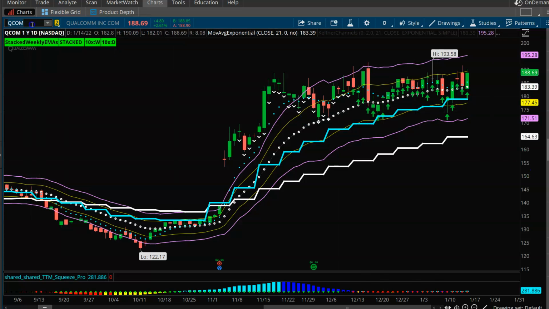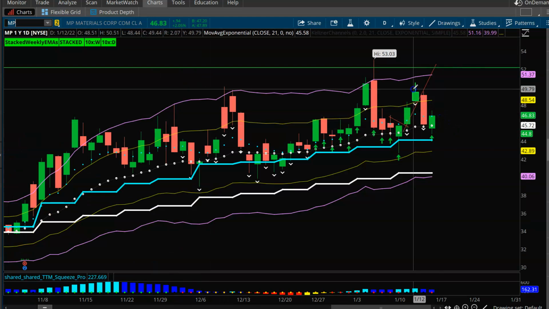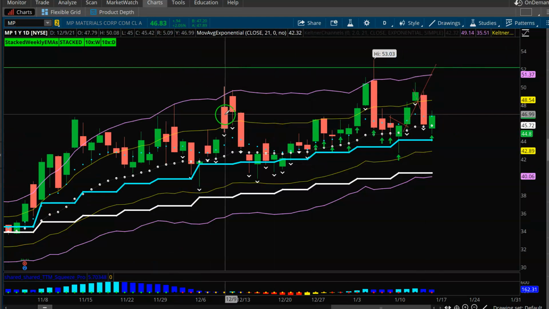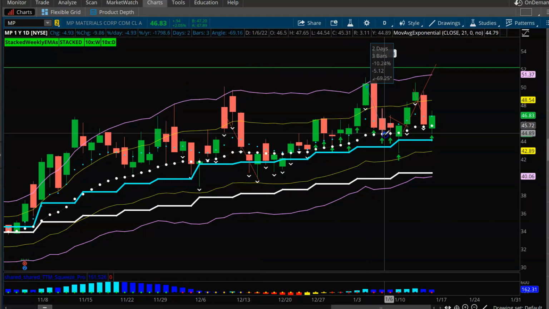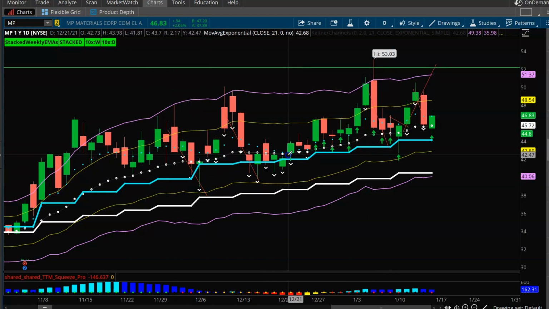So that's my new tool I'm working on here. If I look at MP, okay, so it flushes the other day. It flushes over here. It flushes here. It flushes there. They're all good buying opportunities.